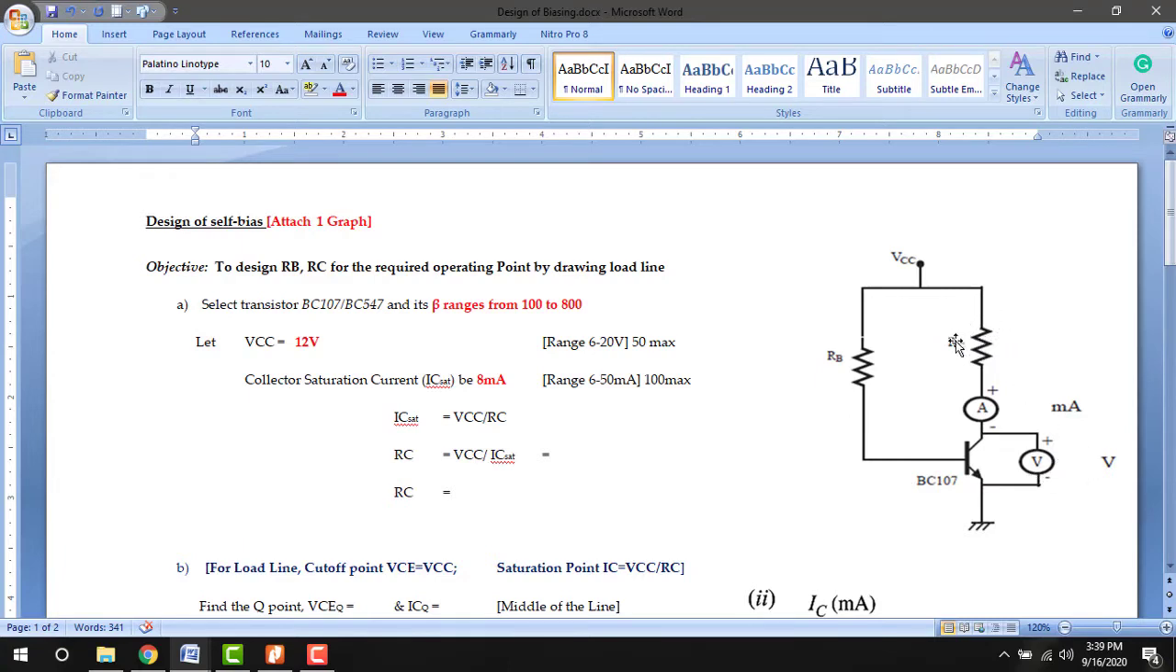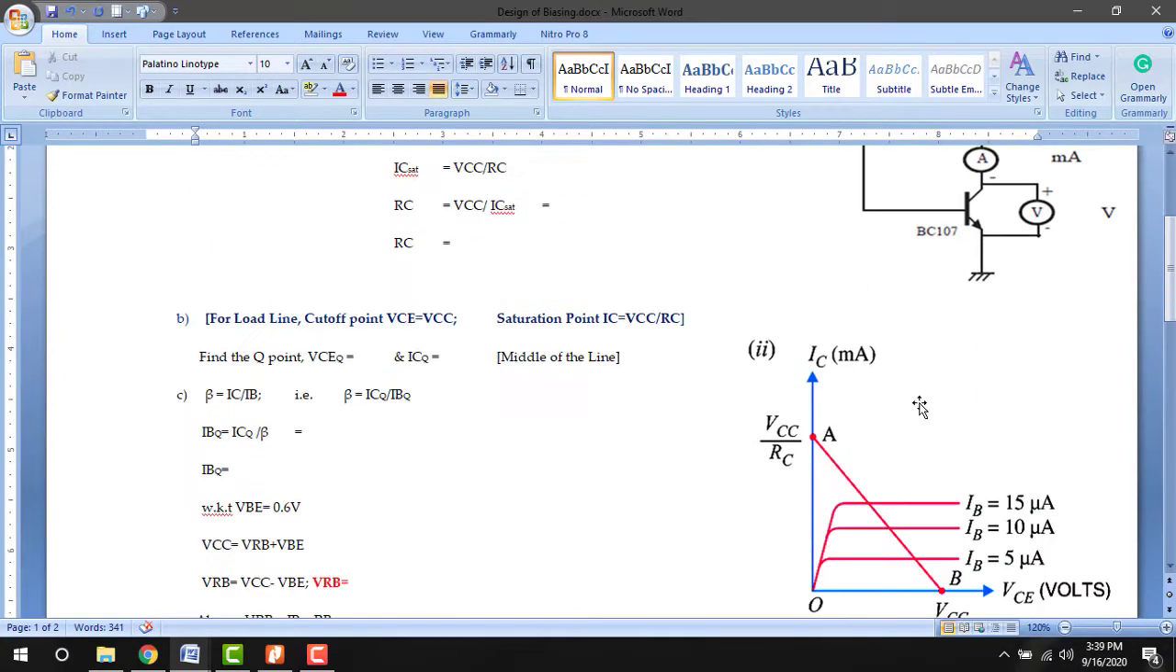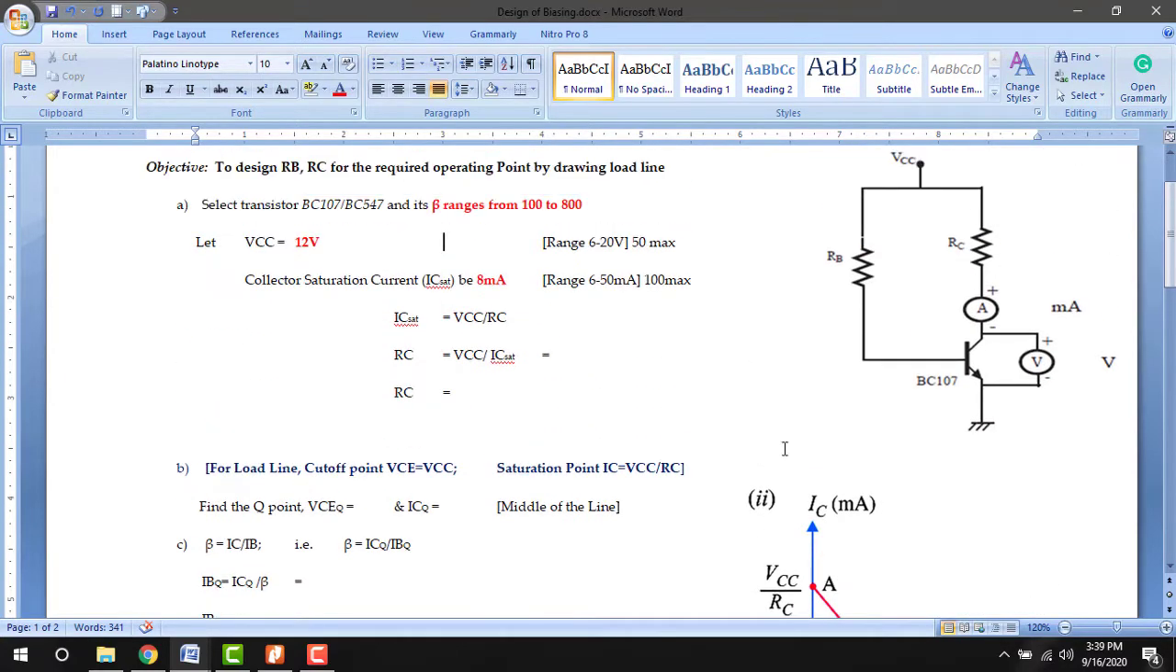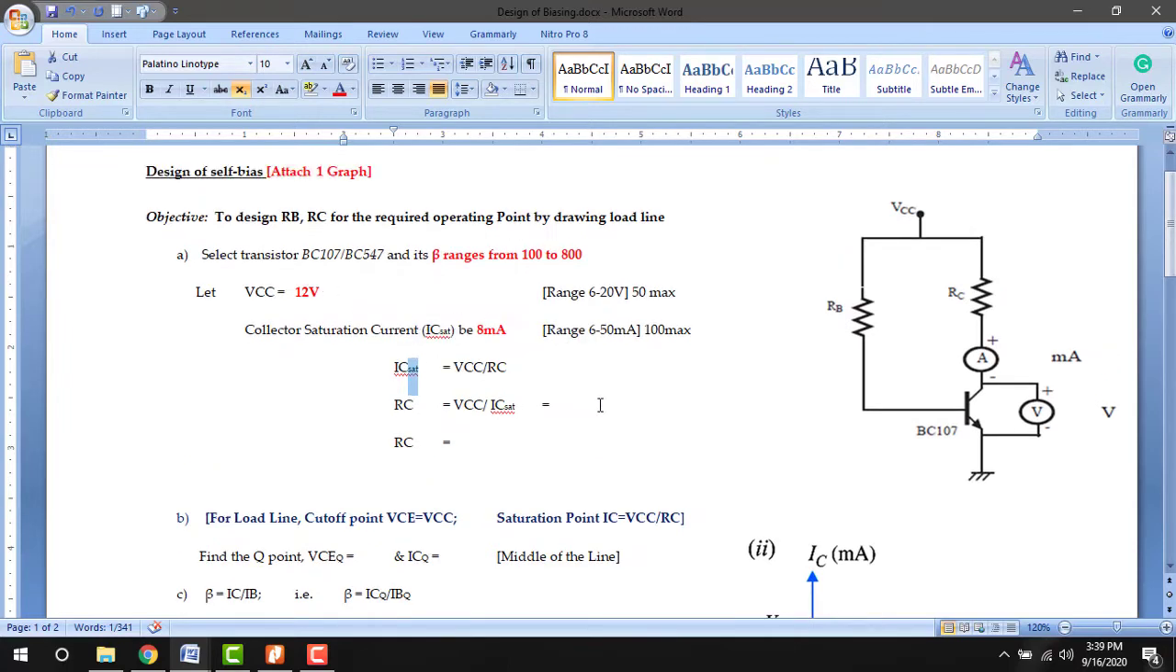All the voltage will drop in the resistance. So the IC at saturation, by Ohm's law, is VCC divided by RC. VCC we assumed 12 volt, divided by IC saturation, which is 8 milliamps. In the calculator, you are going to put 10 power minus 3. So 12 divided by 8 into 10 power minus 3 gives 1.5 kilo ohms. So we designed our RC value here.